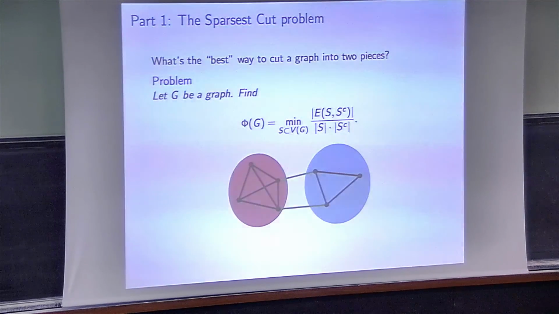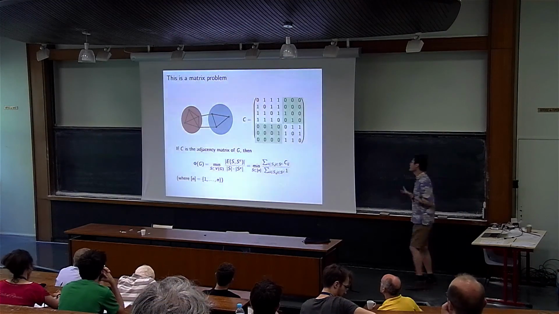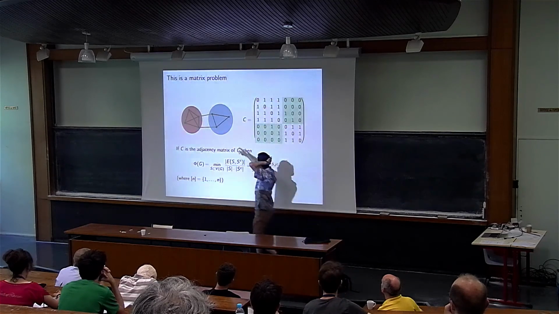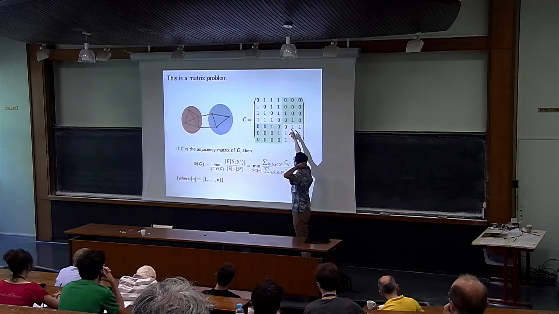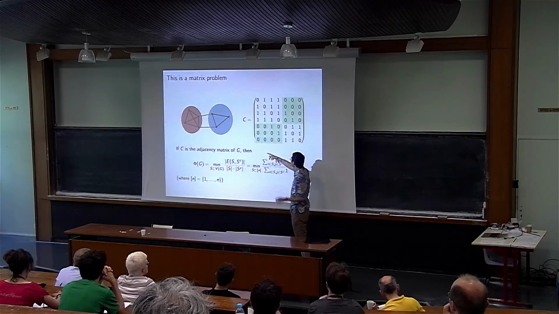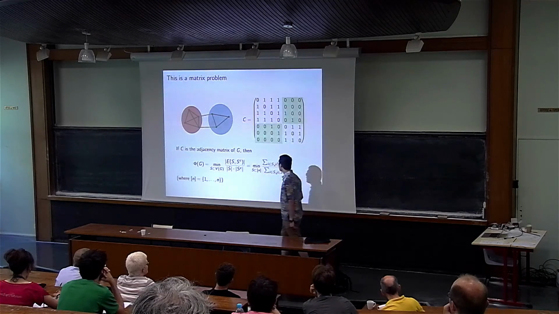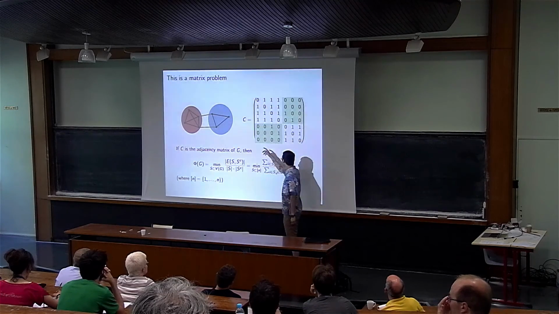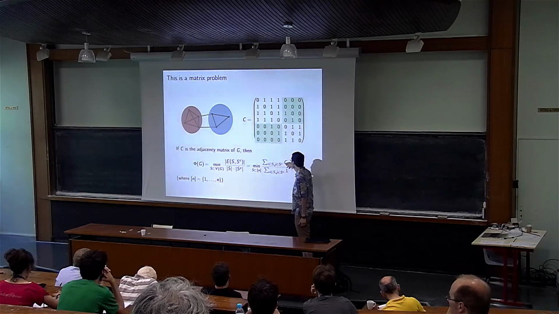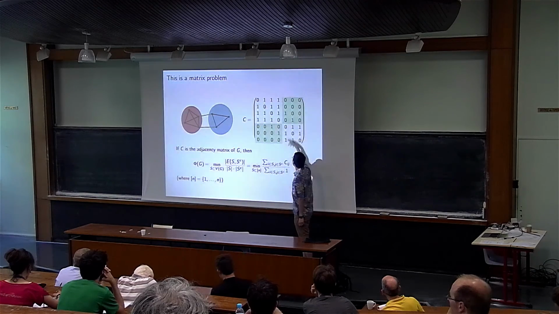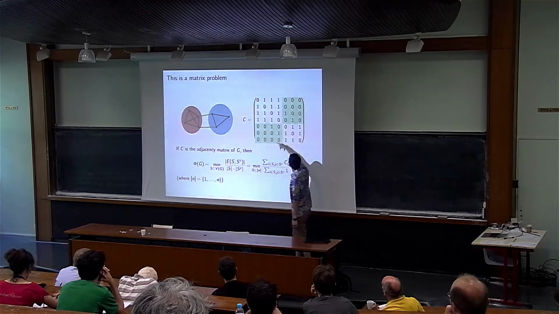Okay? So I've stated this as a graph problem, but you can also state it as a matrix problem. So here's my graph again. Here's the adjacency matrix of that graph. It's a 0, 1 matrix where you have a 1 in a given position if there's an edge between the vertex corresponding to that row and the vertex corresponding to that column. And then we can define phi in terms of this matrix by writing the sparsity of a cut, and now a cut is going to be some subset of the rows and columns. A cut like this is going to break the matrix into a 2x2 block matrix with some on-diagonal blocks and some off-diagonal blocks.